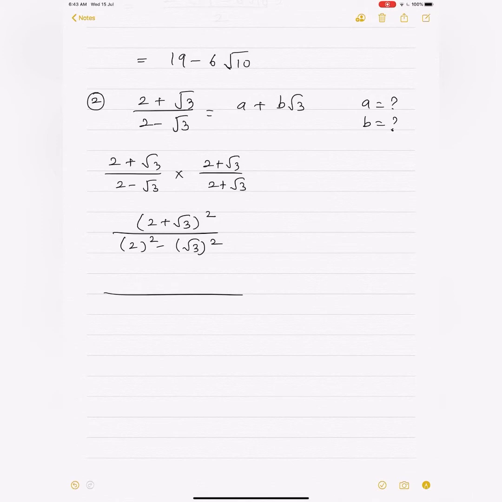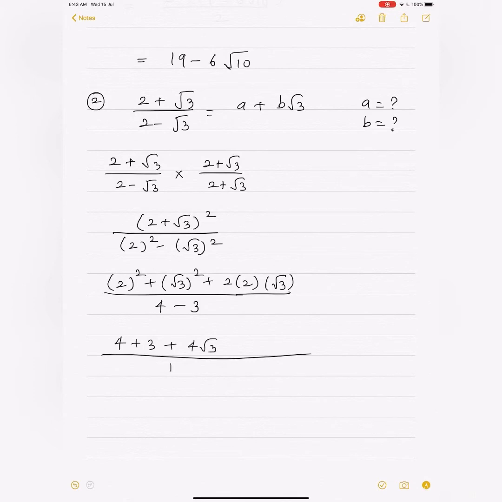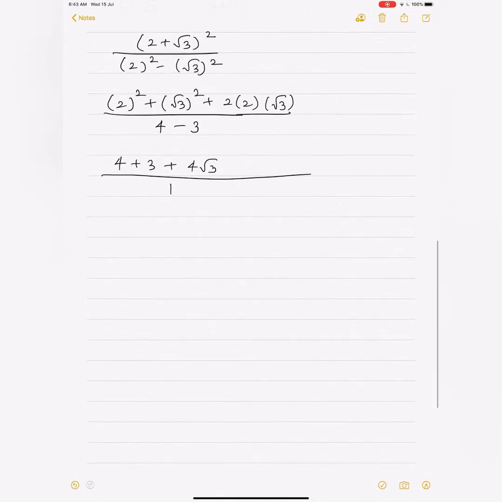Now apply the formula of a plus b the whole square. So what would we get? We will get 2 squared plus root 3 squared plus 2ab, whole thing upon 2 squared minus root 3 squared. So what would that become? 4 plus 3 plus 4 root 3 upon 1, which is equal to 7 plus 4 root 3. But 7 plus 4 root 3 is equal to what according to the question? a plus b root 3.